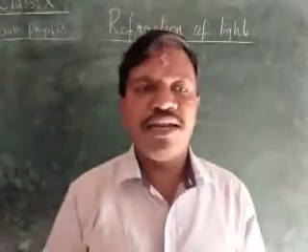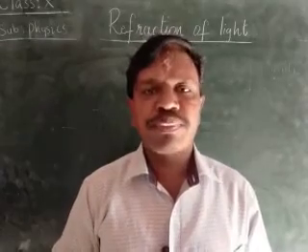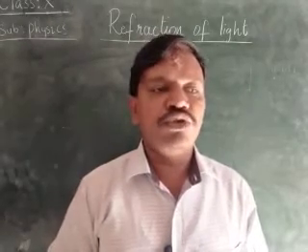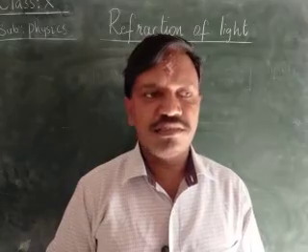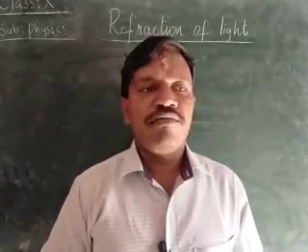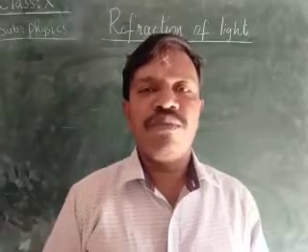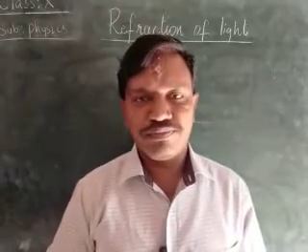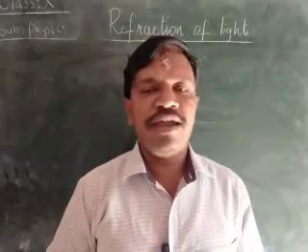In the last class, we were learning about the lens maker's formula. The lens maker's formula is used to find the focal length of a lens. That is 1 by f is equal to (n minus 1) into (1 by r1 minus 1 by r2), children.